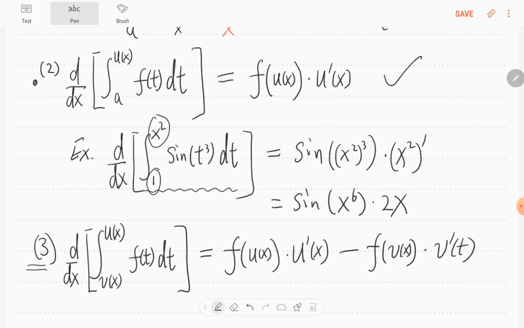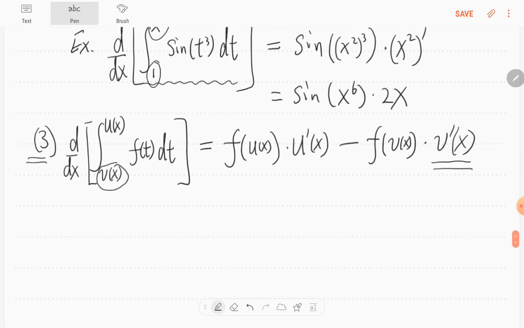So you see, the second remark is just a special case of the third remark. Why? In the second remark, here is a, here is v of x. If we take v of x equals a constant a, then the derivative would be 0. Sorry, here is x. If this is a constant, the derivative would be 0, so you have no second term, it would be the first term, right? We will recover the second remark. So this formula is very important. You just need to memorize this formula, then you can do everything you want.